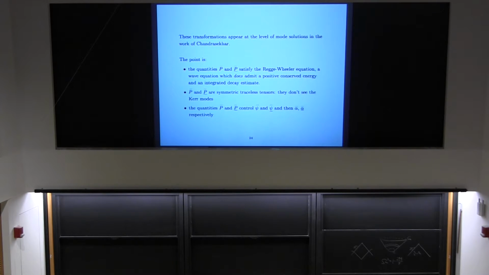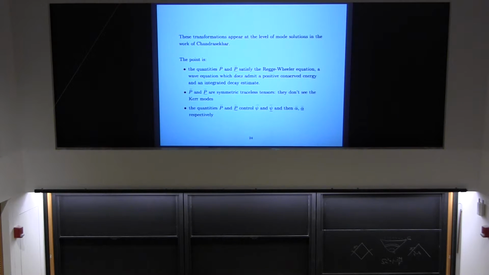In particular, what does it mean? Well, this equation does admit a positive conserved energy and an integrated decay estimate. Moreover, I told you that alpha and alpha bar are gauge invariant. p and p bar are also gauge invariant, so they don't see these pure gauge solutions. That's very good. So proving decay for p and p bar is in particular consistent with the existence of pure gauge solutions.